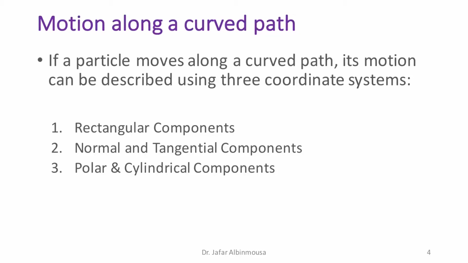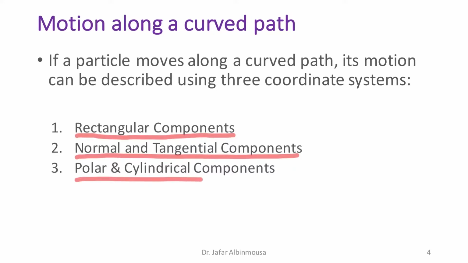So if a particle moves along a curved path, its motion can be described using a 3-coordinate system. One of them is the rectangular coordinate system, which we already discussed in the previous section. And we can also do it using normal tangential system. And as we are going to describe next, we can also use polar or cylindrical components. Now, the preference is dependent on the nature of the problem.